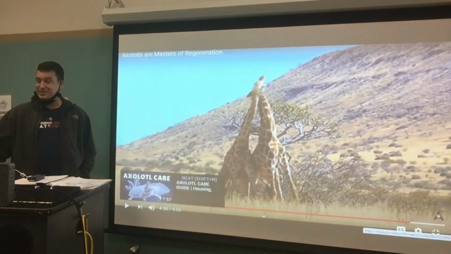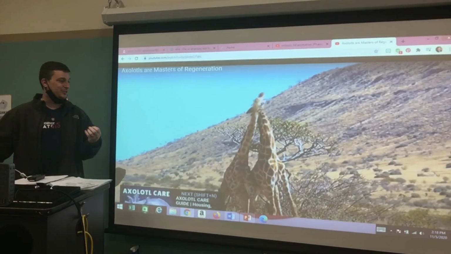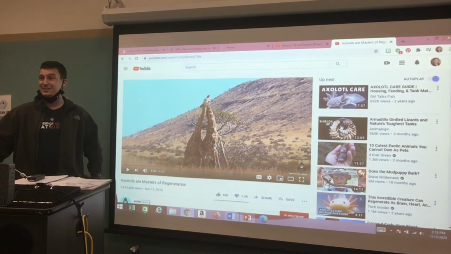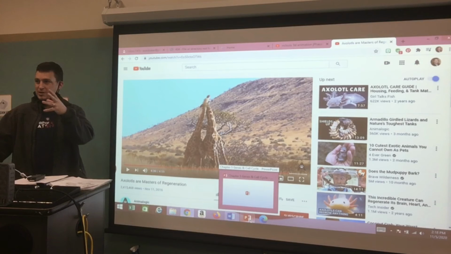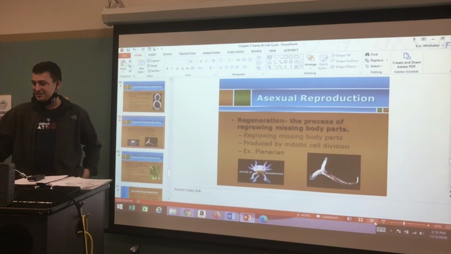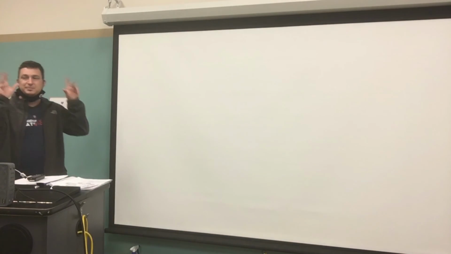Alright, did you guys enjoy that? You can see why we call it the master of regeneration, right? Look at those axolotls. To think, wow, you can take the head off of one and put it on another and the head continues growing. Hers might be albino, but they have pink little feathers on the side, like the pink gills.